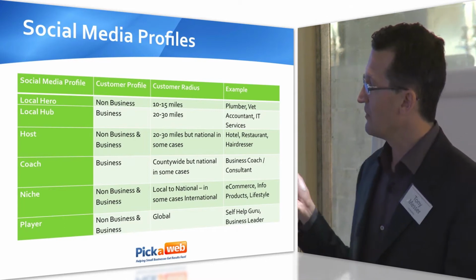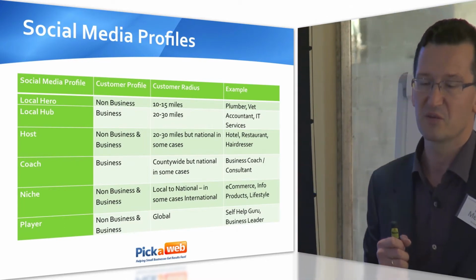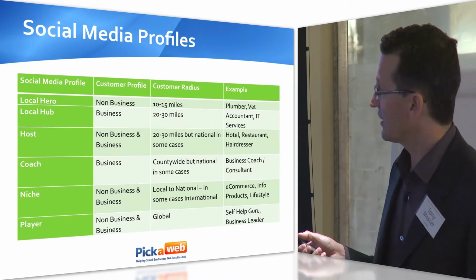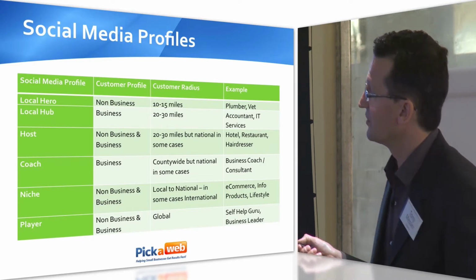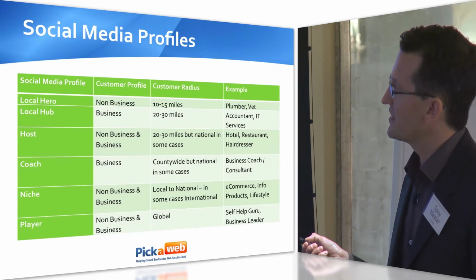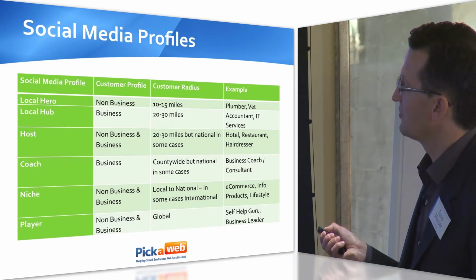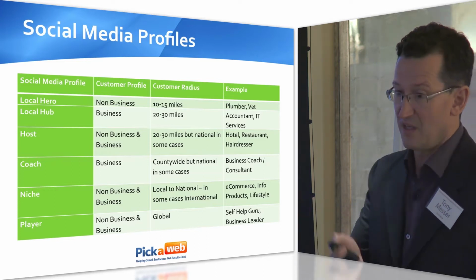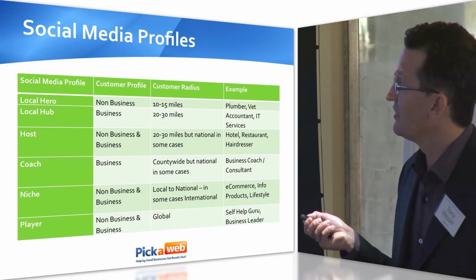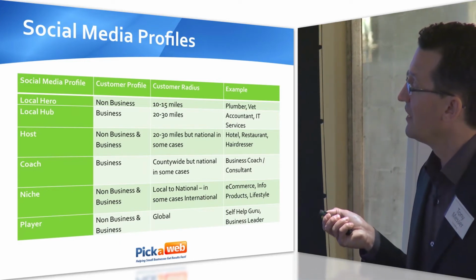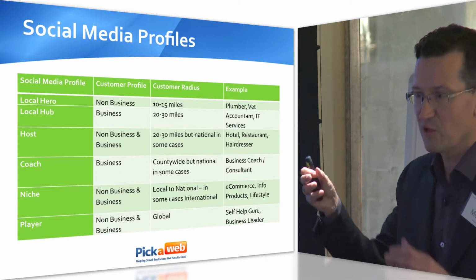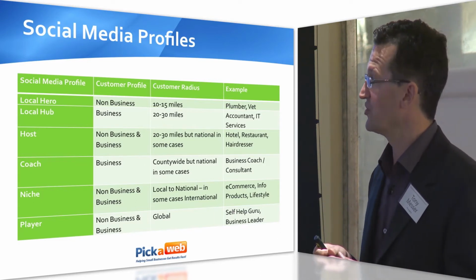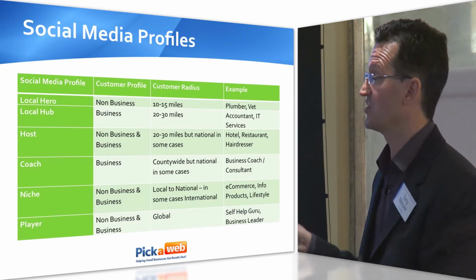So what we've done in the book, we've created a number of social media profiles which will help you to understand how you can use social media for your business. We'll quickly go through these one by one. If you've read the book, you'll be familiar with them. We've got local hero. They tend to have non-business customers, within a radius of 10 to 15 miles. Plumbers, vets, osteopaths, physios, etc. I would probably put you in that category. And it's important that you try not so much to put yourself into a pigeonhole, but to understand which one most closely matches your situation, because that will help you to develop your social media strategy.